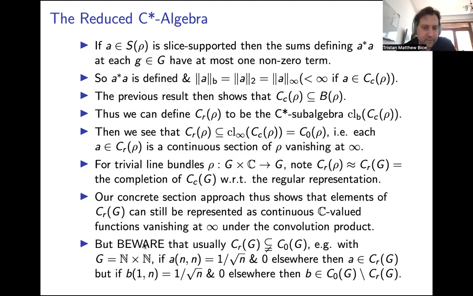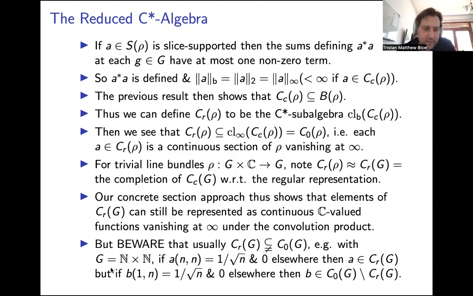One final thing to point out, which is again quite important, is that even though, like I said, these elements in the reduced C star algebra are or can be identified with actual functions, sections of the trivial bundle, vanishing at infinity, this inclusion can be strict. In fact, it very often is strict.